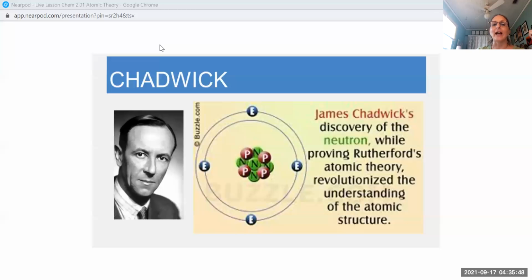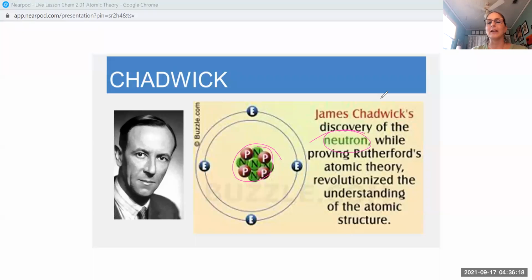I gotta tell you, there's not much on Chadwick. All you need to know about Chadwick is Chadwick discovered the neutron. The neutron is found in the nucleus. How he did it, I tried explaining it in the video, but I'm going to be quite honest with you, it's a little crazy. It has to do with radiation and the foil and the whole screen thing again. But you don't really need to know that one. The main one you need to know is the gold foil experiment. Chadwick, you just need to know that he discovered the neutron.